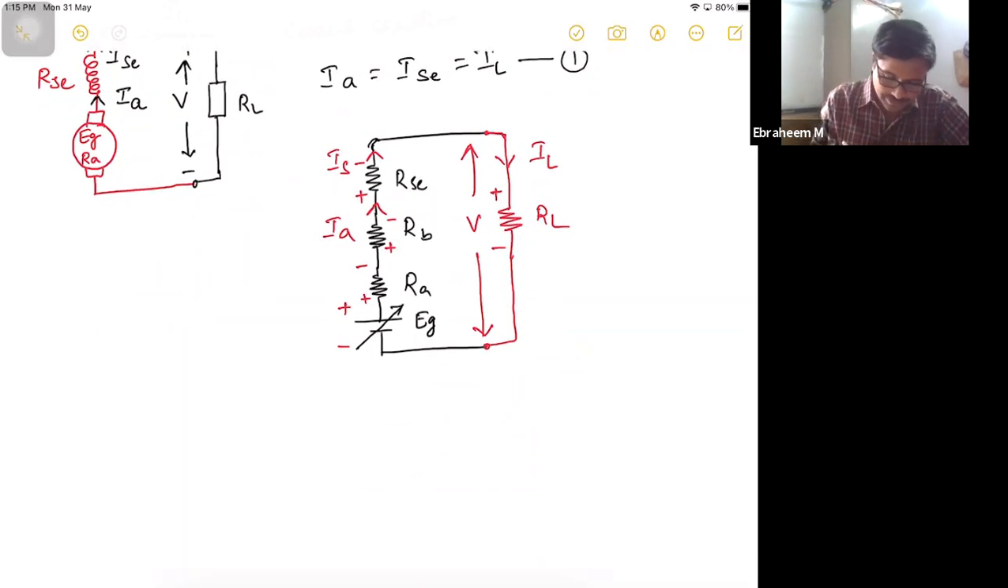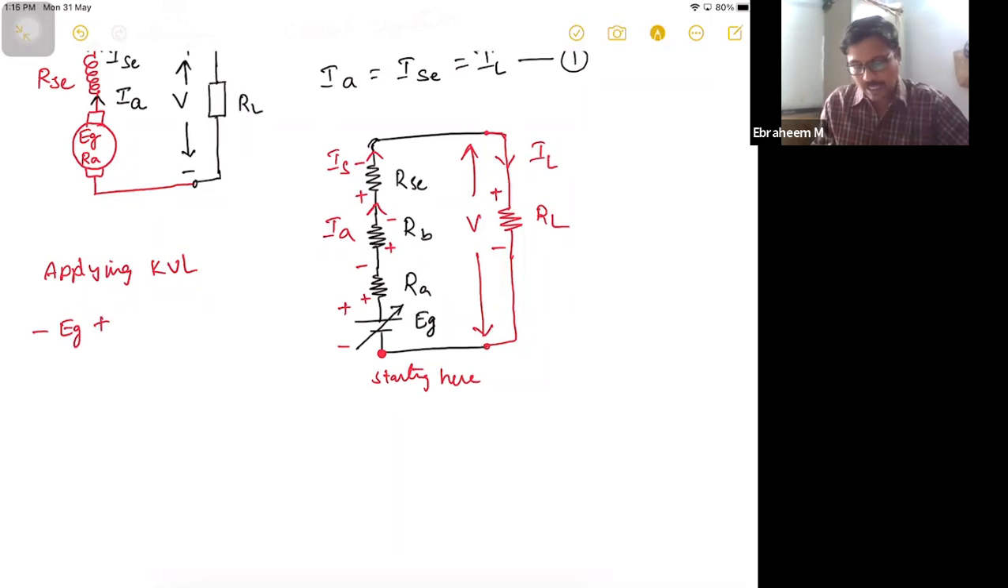Now, applying KVL. Starting at the bottom, at this starting point, I will encounter a minus sign, so minus EG, plus the next element RA, whose first terminal is plus. So what is the current that flows through RA?